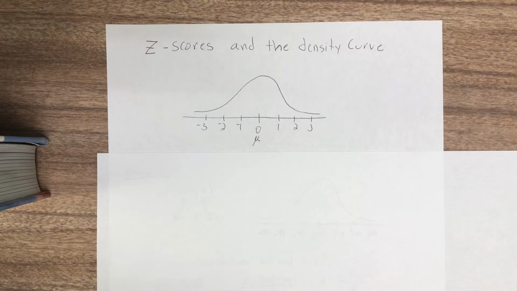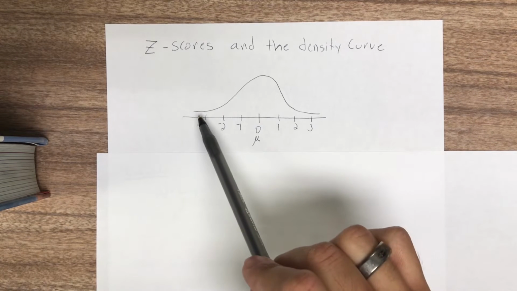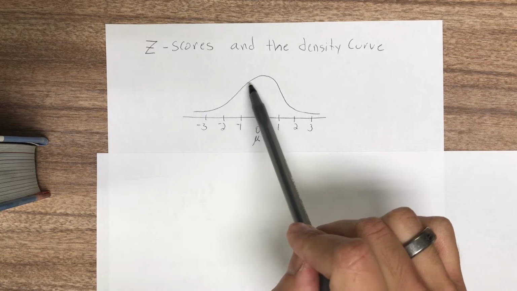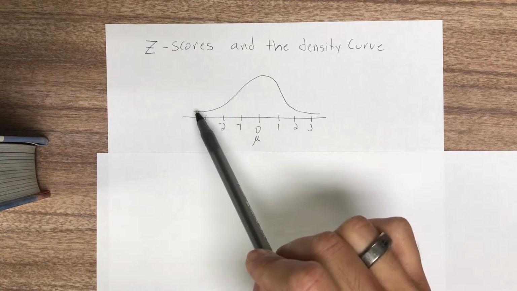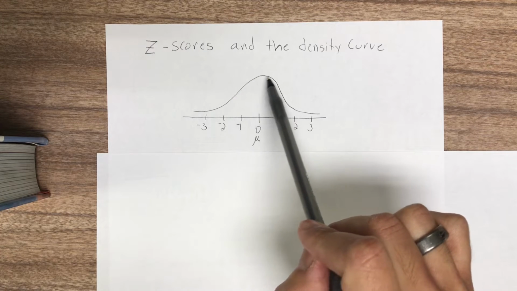Hey, what's up guys? Today I'm going to show you how to find the area under a density curve using Z-scores. So first let's review what a density curve is. It's when you have a bell-shaped curve just like the one I have here. Mine is not great, but it looks like a bell-shaped curve.